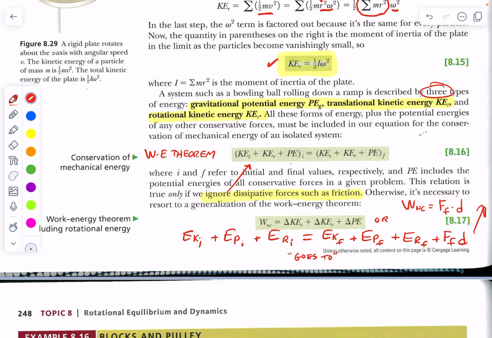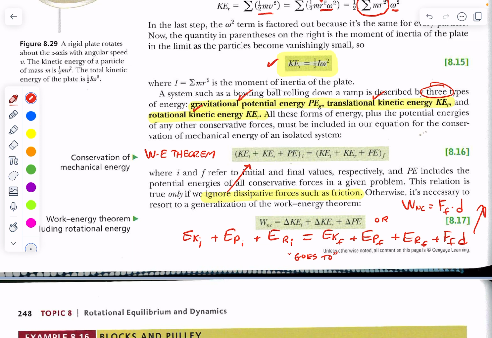Now, when you have a bowling ball going down a ramp or a car going down an incline, the wheels are turning, the bowling ball is rotating, and you have three types of energy. We've always considered the gravitational potential energy in the past. We've considered the translational kinetic energy, 1/2 mv squared, and now we are adding the rotational kinetic energy, which we did not include in the previous chapters when we were looking at the work energy theorem.